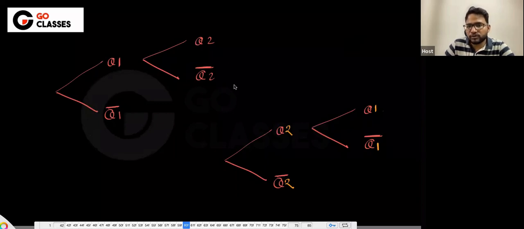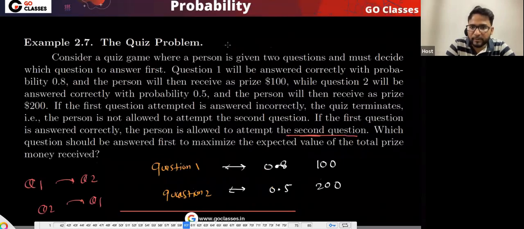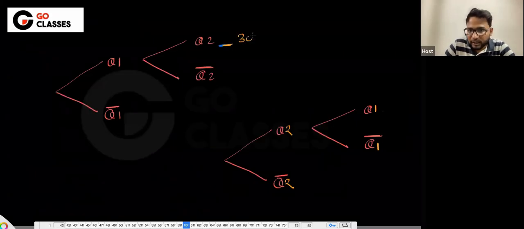So now there are two situations. One is that he attempts question 1 first. Another is the situation where he attempts question 2 first. Now suppose he goes with this situation, then let's check how much expected value he might be getting. Can you tell me how much value he will be getting here? He is attempting both the questions correctly. It means 100 plus 200, 300, right? He will get 300 rupees here.